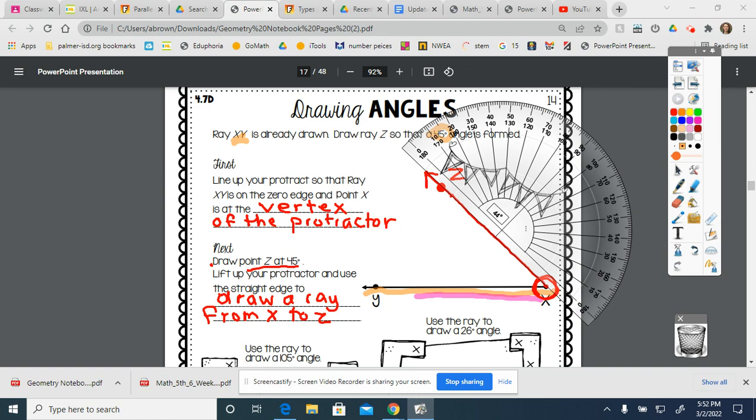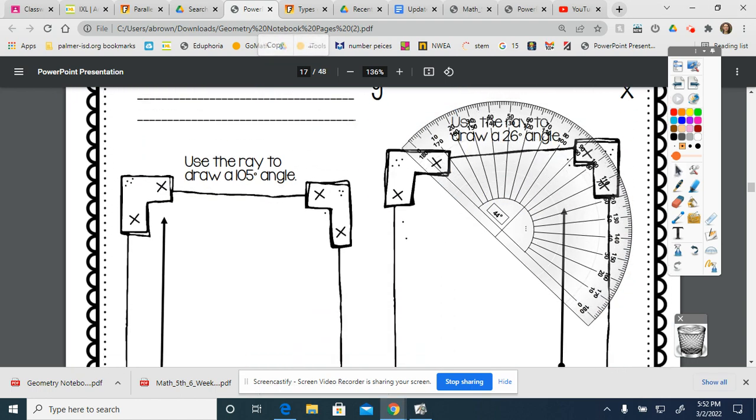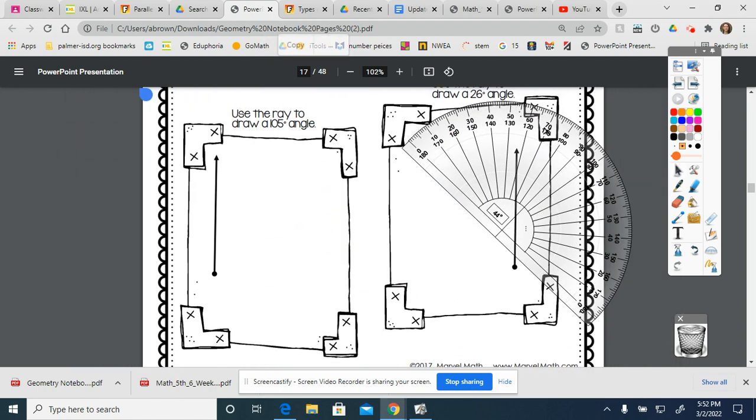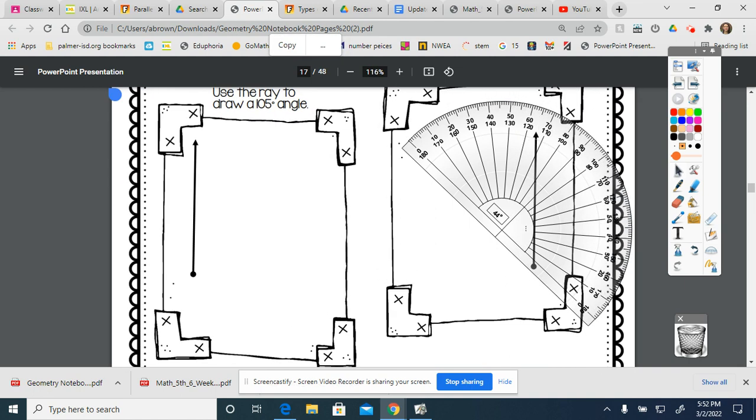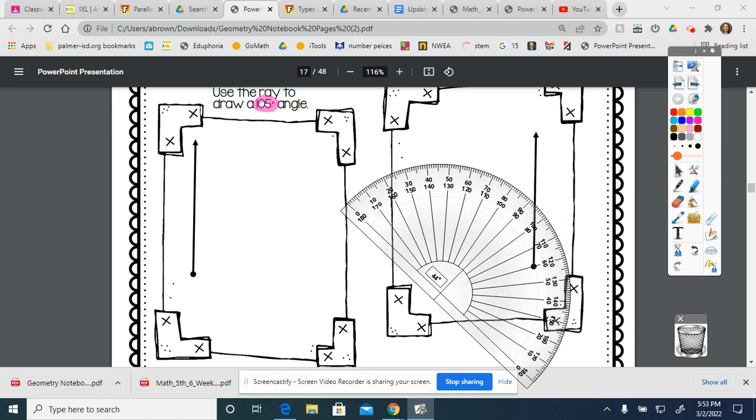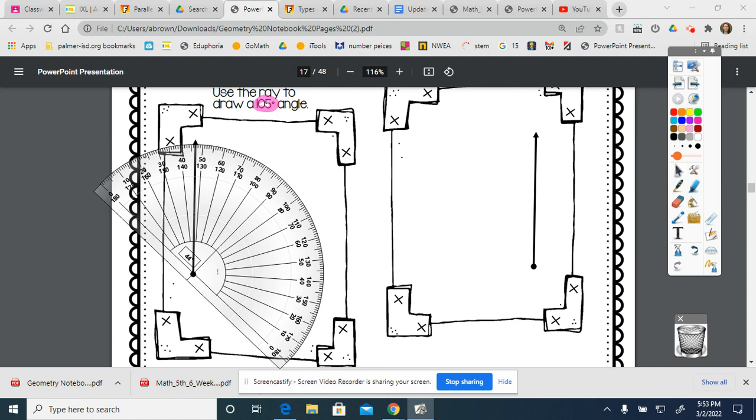Okay. Right. Let's go to the bottom of the page and do a few more. Okay. So now we're going to use the ray to draw a 105-degree angle right here. So we're going to make a 105-degree angle now. Okay. So what are we going to do? First thing, take your protractor. Put the center right there on the vertex, right? See right here, I have the little crosshairs right there, right on the vertex of this ray, okay?